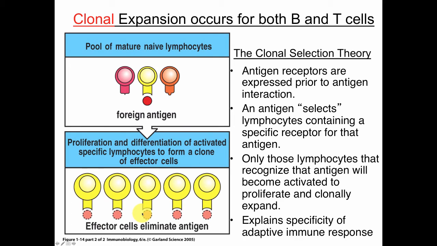And so this clonal selection theory is really a nice way of explaining a lot of things that characterize the adaptive immune response. One thing it explains is the specificity of the adaptive immune response, because only cells that have a receptor for this specific antigen are going to get activated. Cells that have other antigen receptor specificities do not become activated. And so you have a very specific and focused immune response.